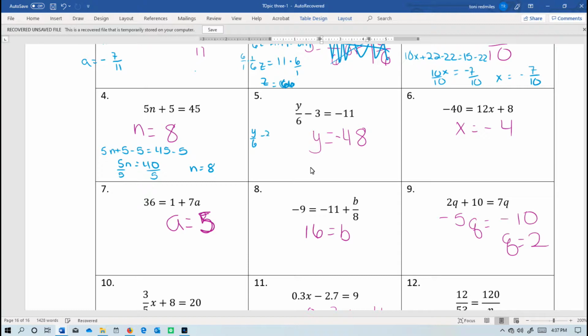All right, in this one, I'm going to add 3 to both sides because it's subtracting, okay? That's going to go to 0. Take 3 off of my negative 11 debt, and I'm going to have 8. It's going to be negative. The 6 is dividing the y, so I need to multiply it to both sides, which is going to cancel and leave me with 8 times 6, which is 48, and the answer is negative. I'm going to flip-flop my sides. y equals negative 48.